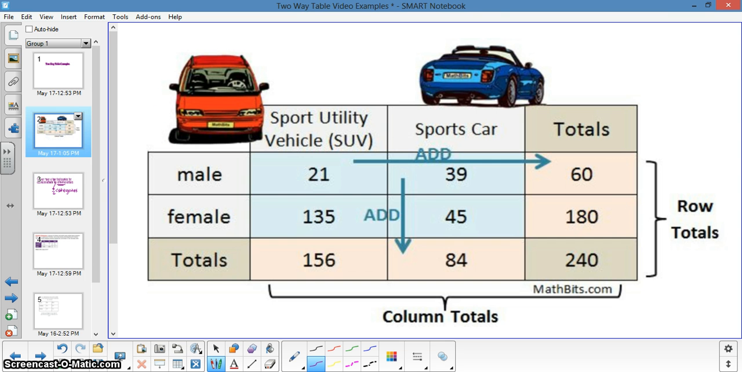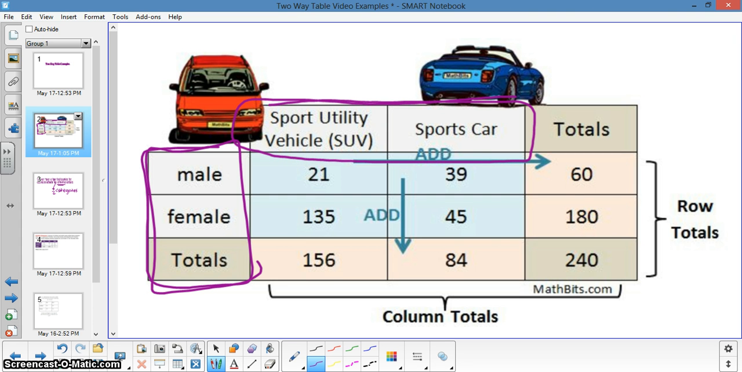So here's an example. Here we are looking at one category of gender, male, female, and types of cars, sports utility vehicles or SUVs, and sports cars. Here you are looking at two categories and looking at the relationship that they may have. In this case, the relationship that females and males have versus the type of car that they drive.